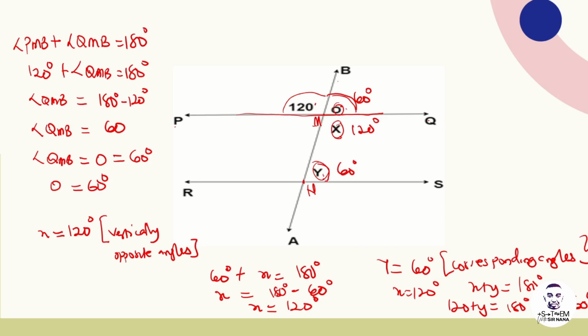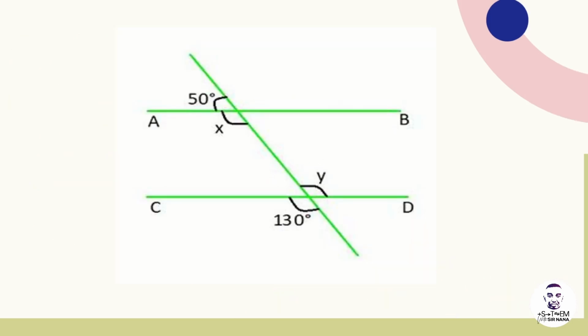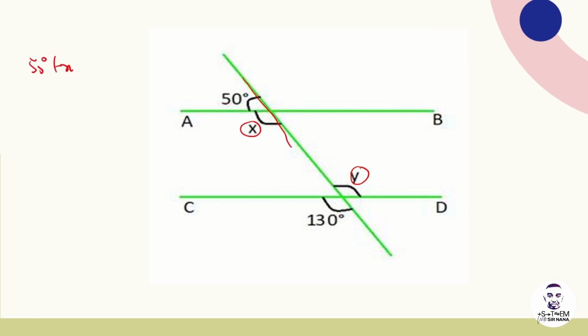Now let's consider another question. In this question, we are asked to find the angle lettered X and the angle lettered Y. These are very simple ones. We see the angle lettered X is on a straight line with the 50 degrees. So we can say that 50 degrees plus X degrees is equal to 180 degrees, and they are angles on a straight line.